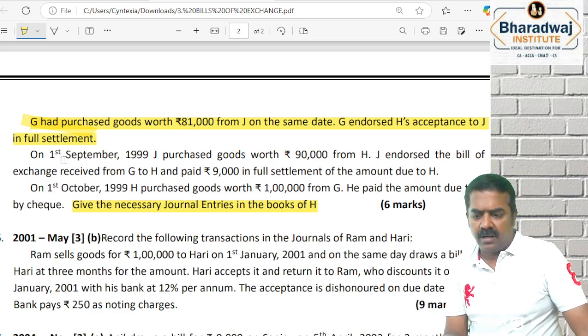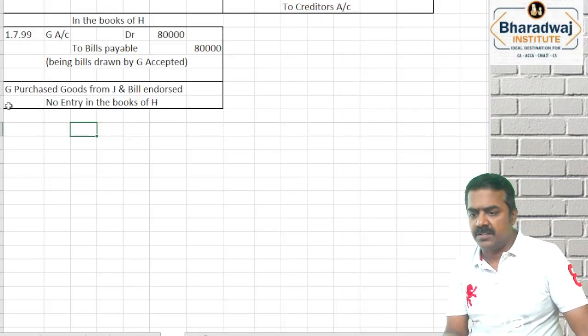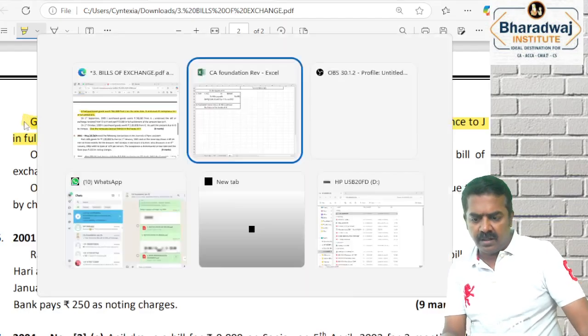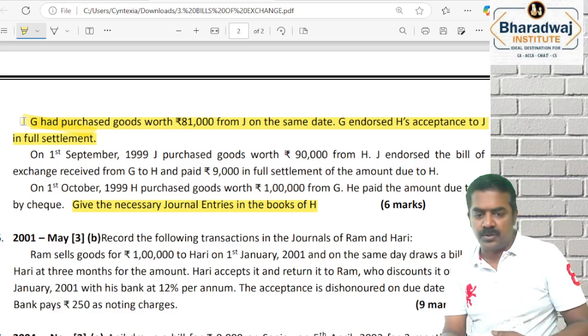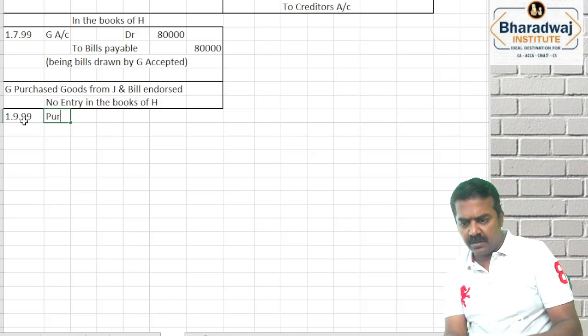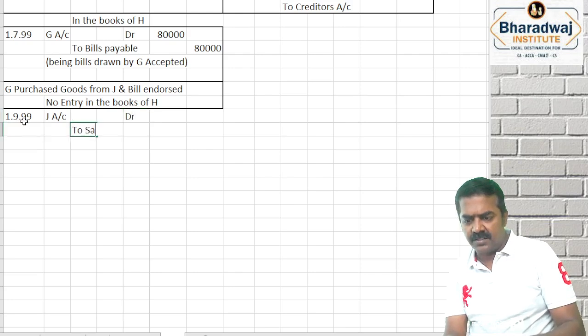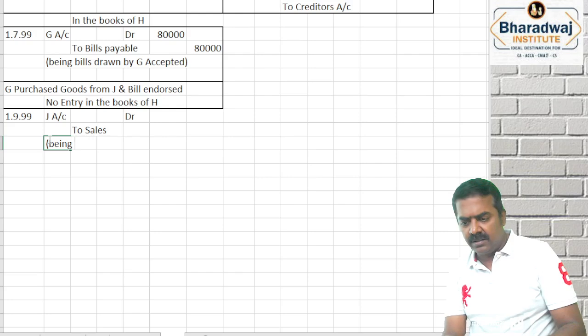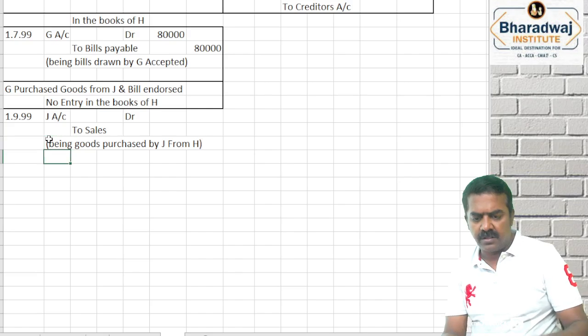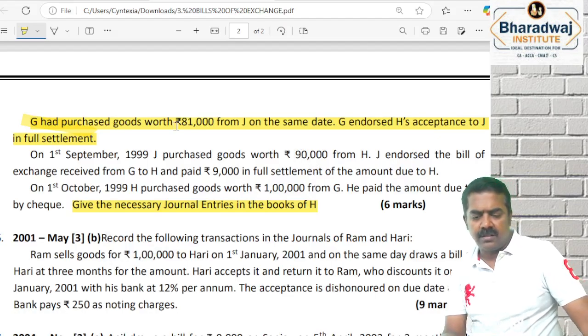Next. On 1st September, J purchased goods from H. This entry will be passed. What is the entry? When? 1st September. Who purchased goods? J purchased goods from us. What entry will we pass? J account debit, we are selling, to sales. Being goods purchased by J from H. For how much? 90,000.